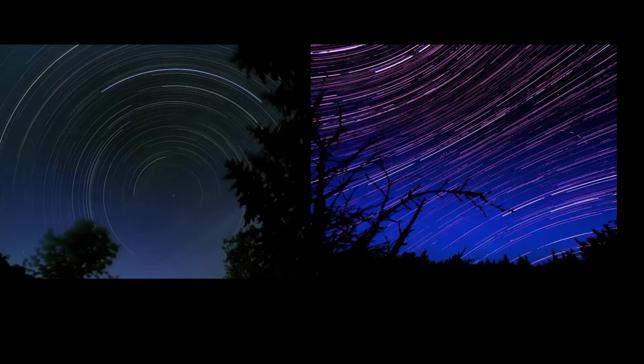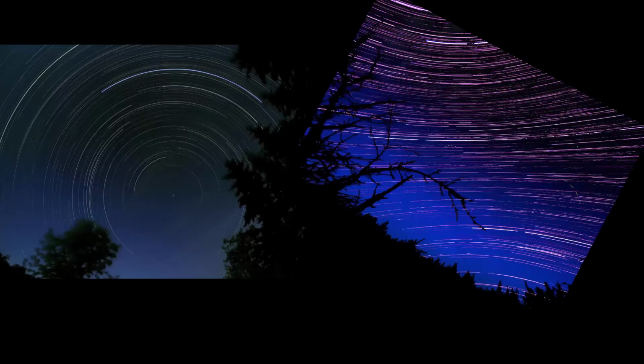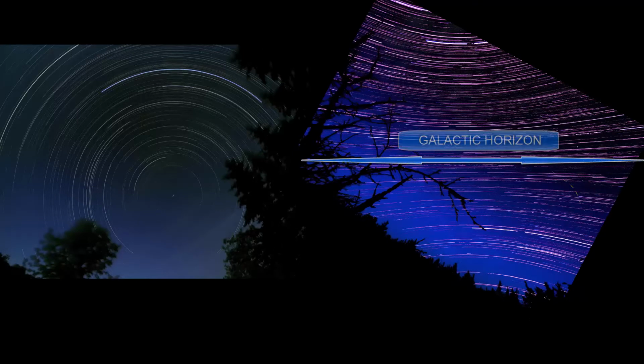Our horizon is at the bottom of the screen, and there is a slight curve to the bottom of the screen because I shot the right hand picture and the left hand picture with a GoPro. So the bottom of the right hand picture is actually curving upwards due to the wide angle lens. Now I'm about to turn the picture on the right so that we see the galactic horizon.